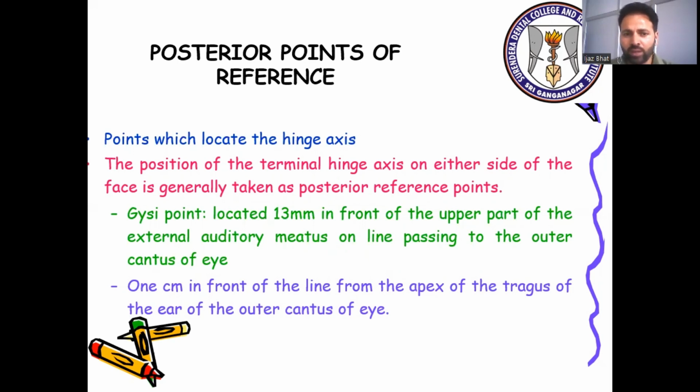Gysi point is located 13 mm in front of the upper part of the external auditory meatus on a line passing to the outer canthus of the eye, 1 centimeter in front of the line from the apex of the tragus of the ear to the outer canthus of the eye.